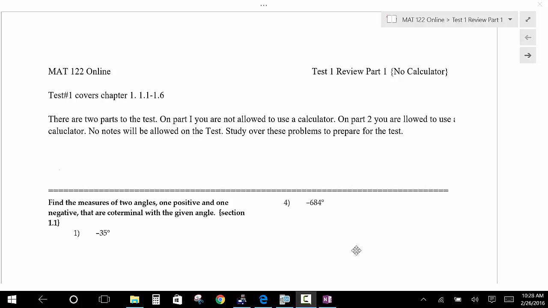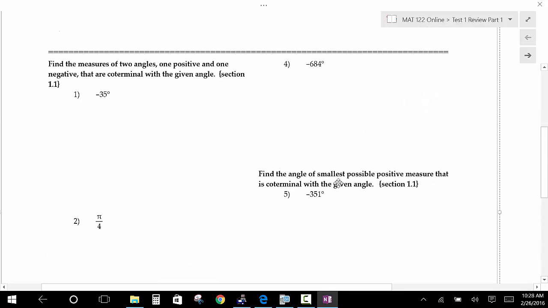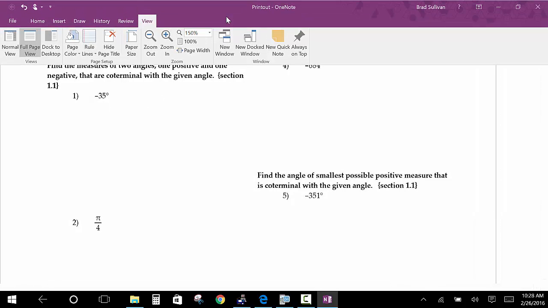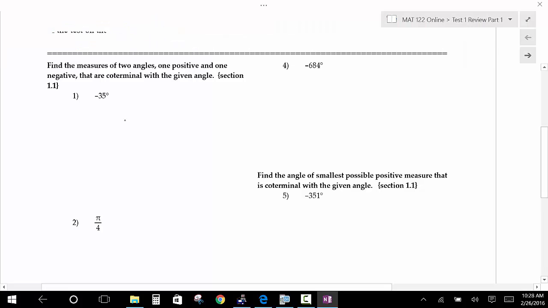All right, so let's see. What we're going to look at is the first part of the test review, which we'll be covering in Chapter 1. This is the part that I would expect students to be able to do without the assistance of a calculator. To begin with, one of the earliest things that we learned how to do was how to work with angles and sketching angles and that kind of thing.